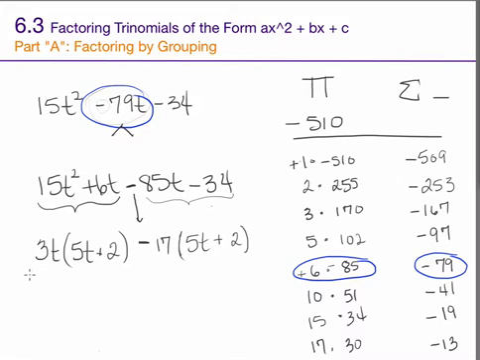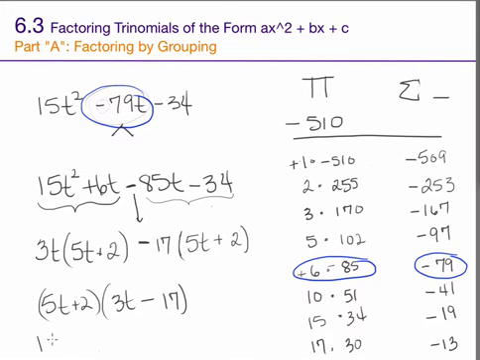Now I can see what's common to both of these big terms here. It's 5t plus 2. 5t plus 2 can be multiplied by 3t to give me this term, and by negative 17 to give me this term. And that's it. It's factored.